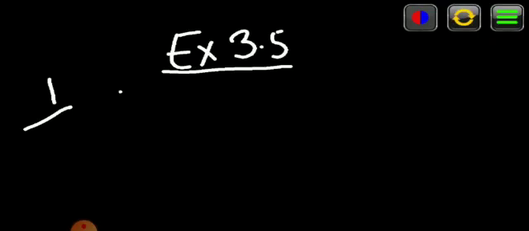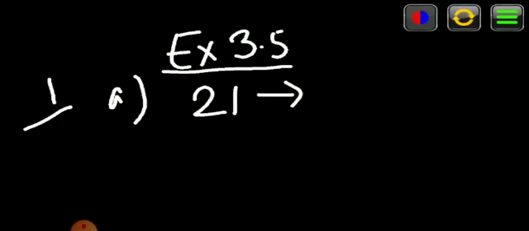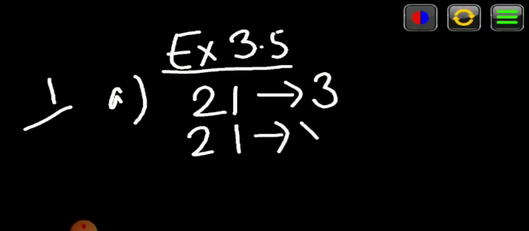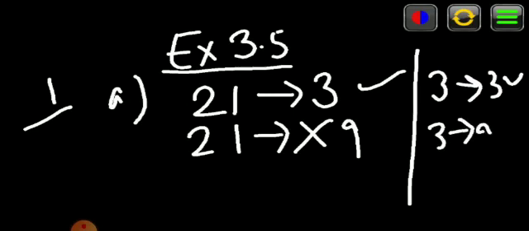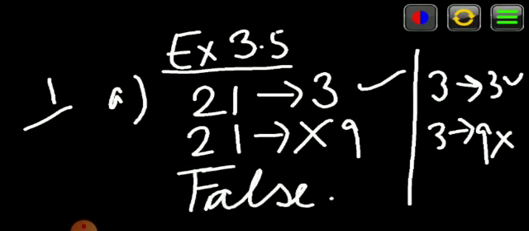A part is, if a number is divisible by 3, it must be divisible by 9. For example, if I take 21, 21 is surely divisible by 3, but 21 is not divisible by 9. Right? I can take another example. If I say 3, 3 is divisible by 3, but 3 is not divisible by 9. So here we can see that the statement is false. It is not a true statement.